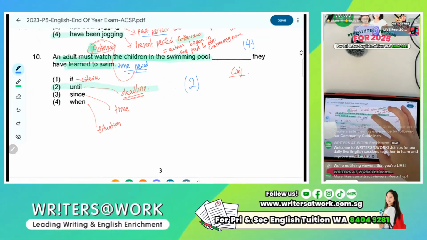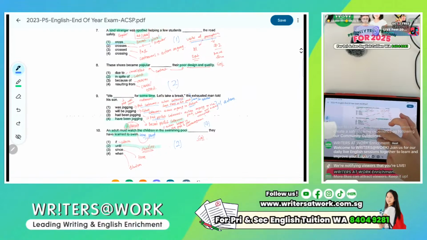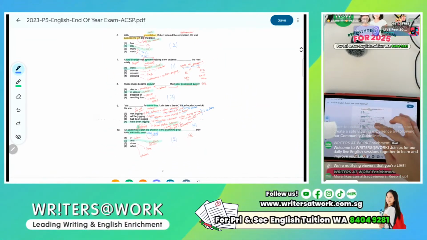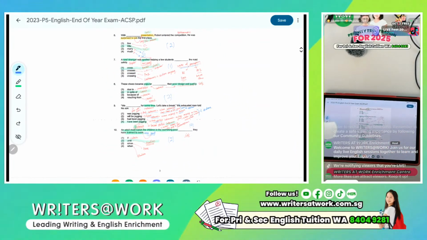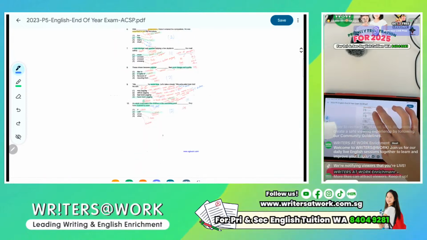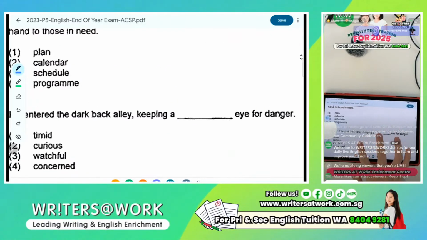Okay, I'll just give everyone some time to take in the information I've just shared before we move on to vocabulary. Okay, if there are no further clarifications, let's take a look at our vocabulary section.